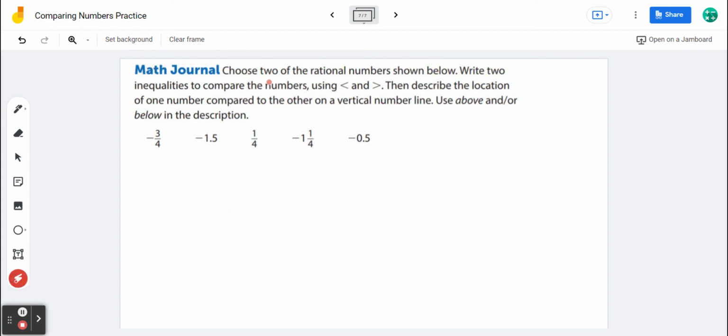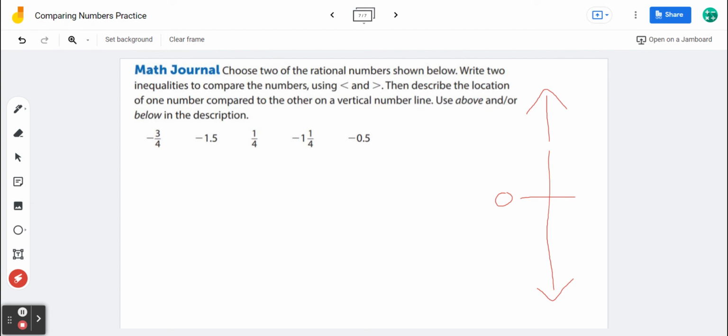So to summarize, choose two of the numbers below. So pick two of these numbers. Write two inequalities. One of them has to use this symbol, one of them has to use this symbol. Then, in words, you have to describe the location compared to the other on a vertical number line. So you're going to need to draw a number line so you can visualize it. Vertical number line means up and down. And in your words, you have to use the language above and or below to describe your inequalities.